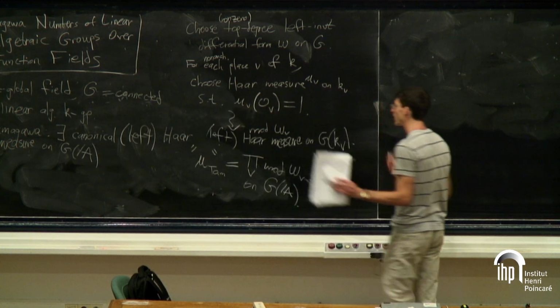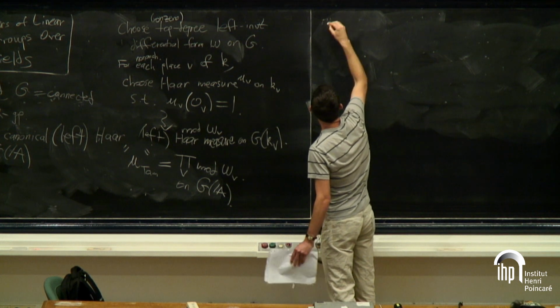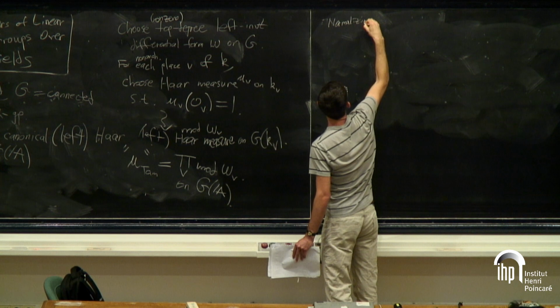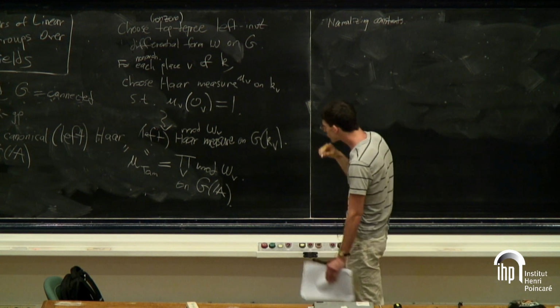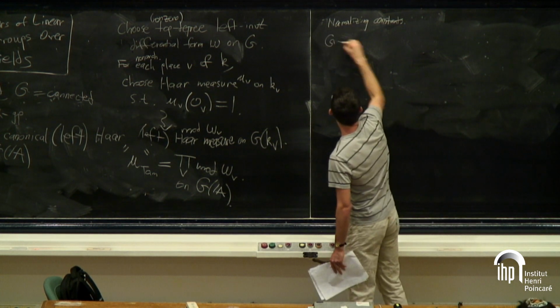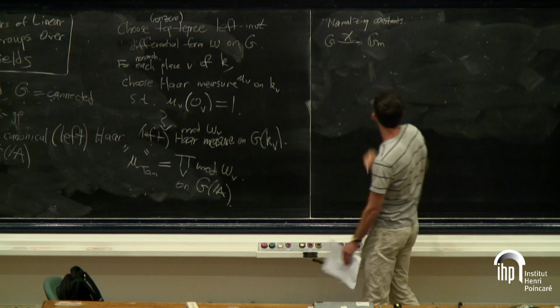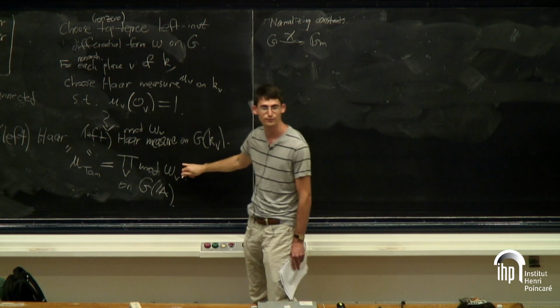So this isn't quite correct in general. First of all, there are normalizing constants, which we won't worry about too much. There's also an issue if G has non-trivial characters. So if G has some non-trivial map to G_m, then this product won't converge.